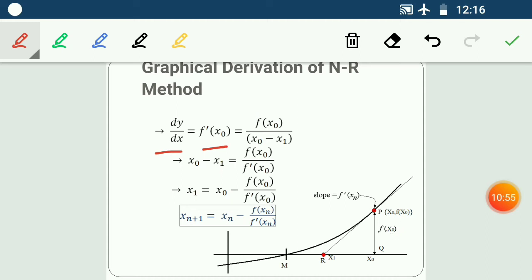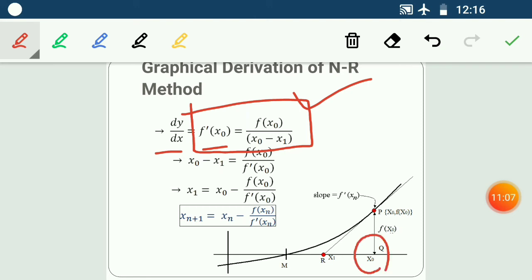So now I got this equation. Now this is the equation we have to use. What we are doing here is finding the value of x naught by random check, and then we are moving towards the root. So in my first iteration I got the value of x1 by drawing a tangent line to the curve.